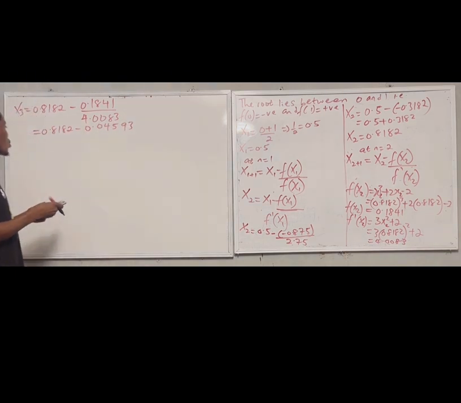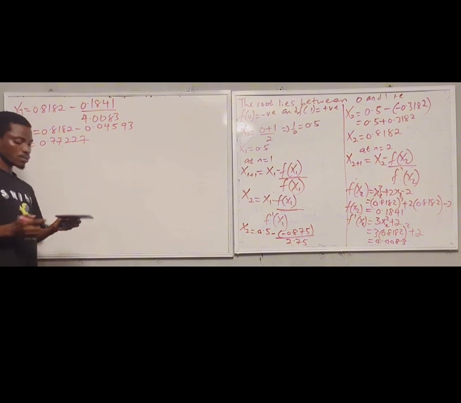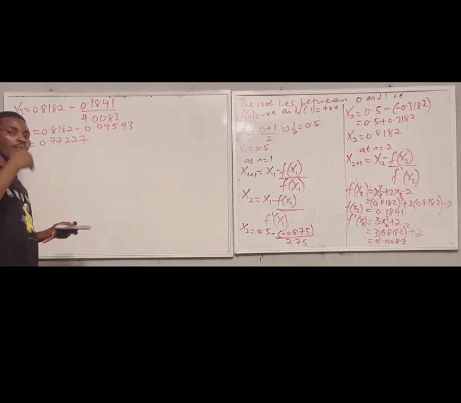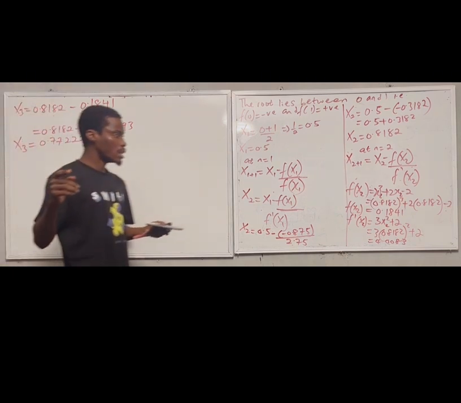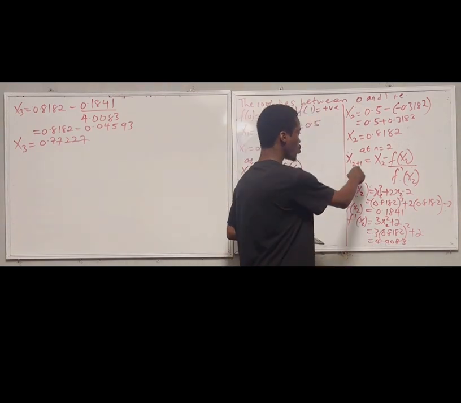I have 0.04593. So let us subtract 0.8182 minus 0.04593. I have 0.7722. So my S3 is 0.77227. I have to do my S4, and I'm doing this so that I can get my root. The root of this is what? Our approximations must be equal to each other. That is, the answer for the approximation I get must be sufficiently small. If suppose here I got my S2 as, what is my S2?